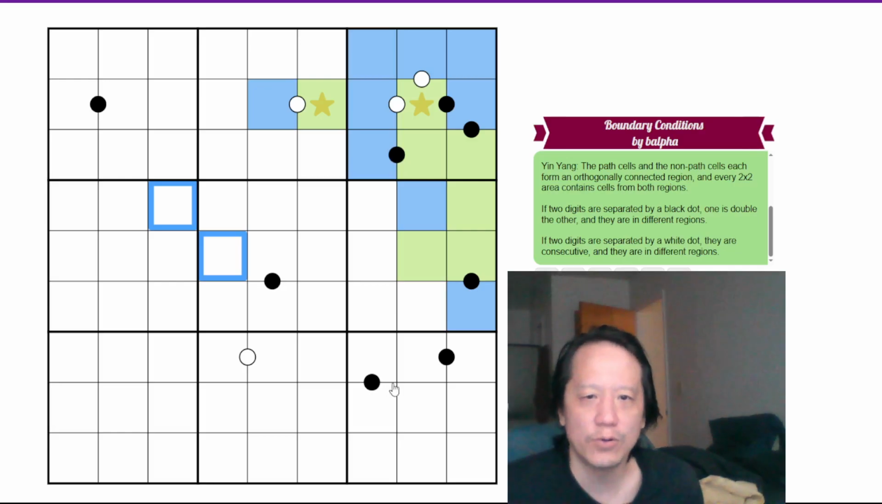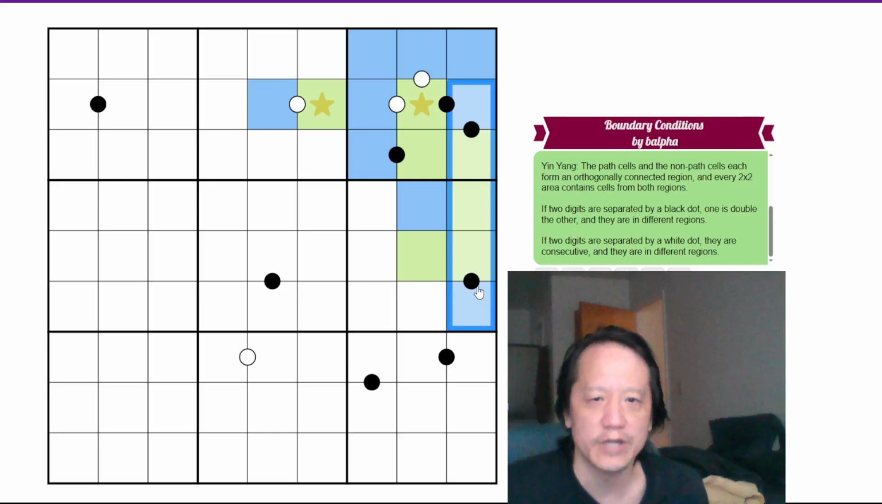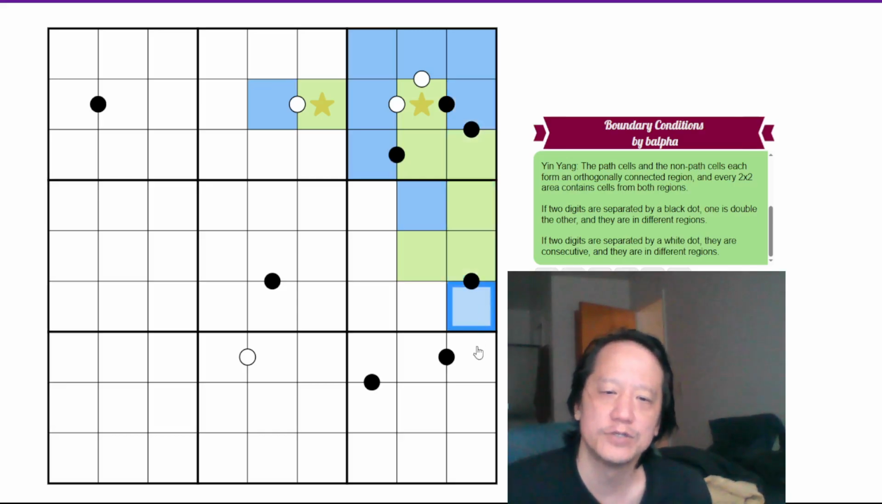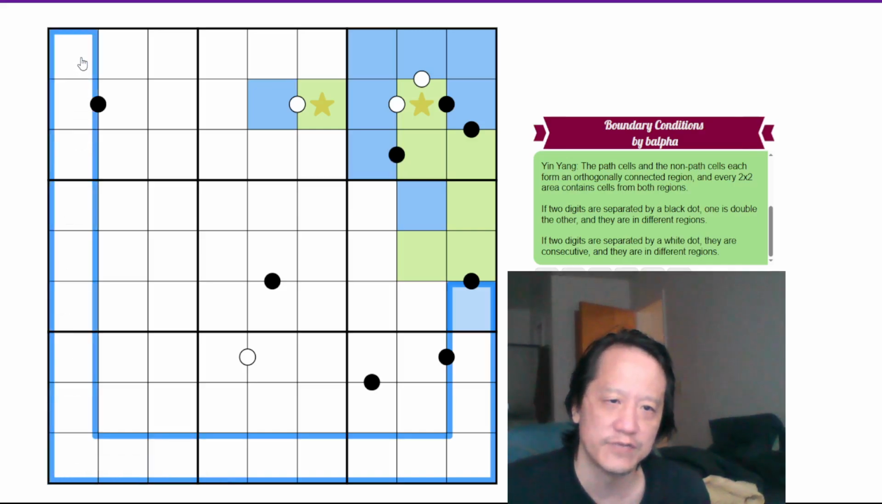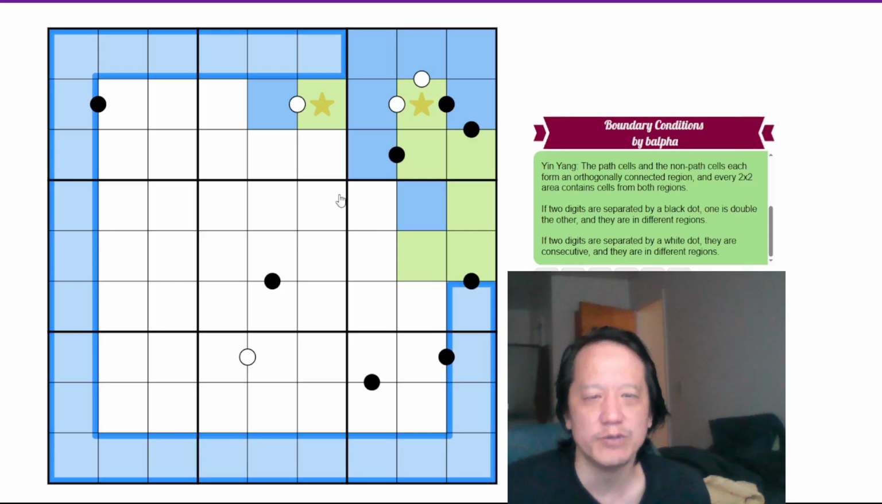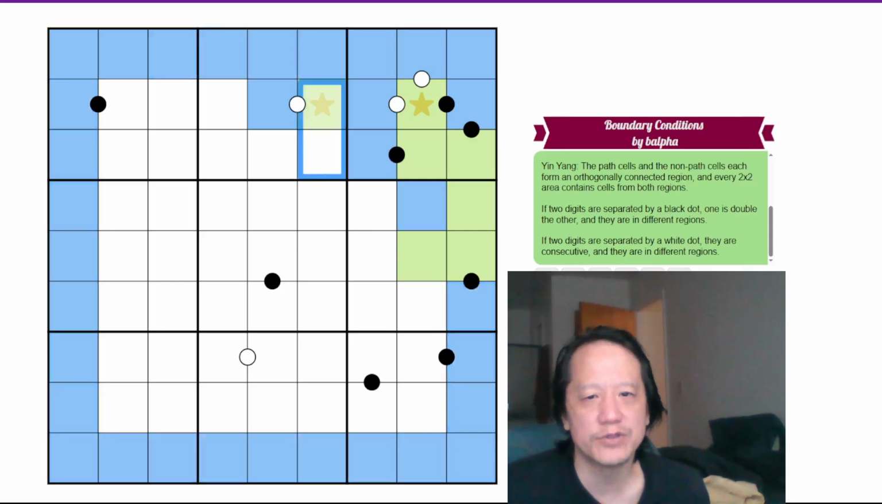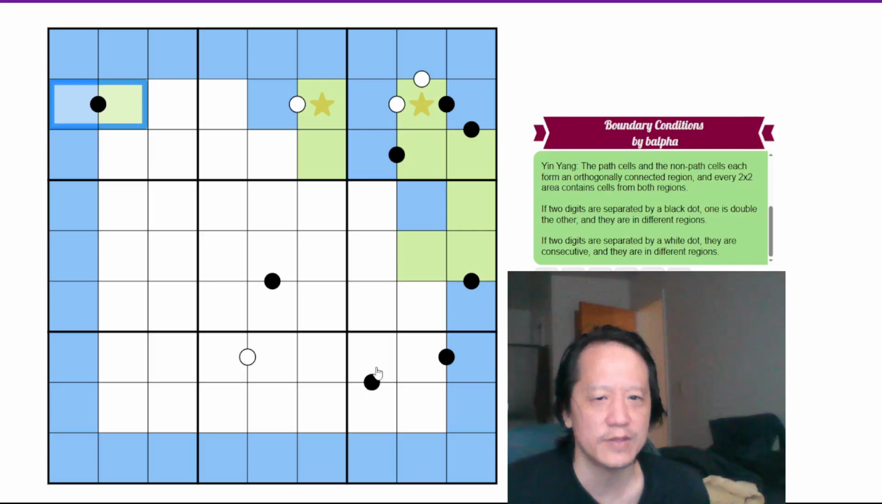We've already changed shades twice on the edge of the grid, so that means we cannot have another change of shading on the rest of the edge of the grid. So these must all be blue. Green has to orthogonally connect out, so it must go out this way. We have a 2x2 area that's all blue here, and a 2x2 area that's all blue here. So this must be green, this must be green.